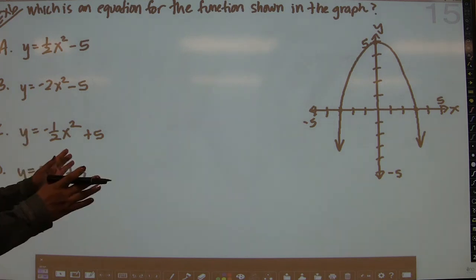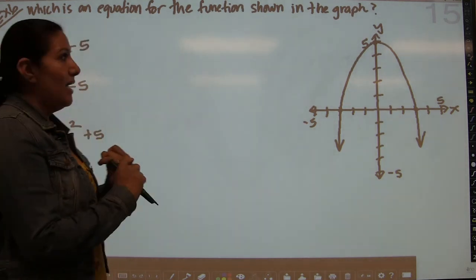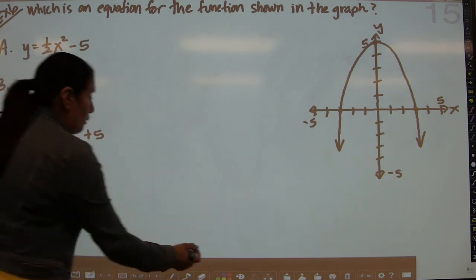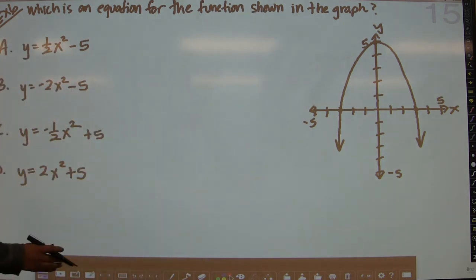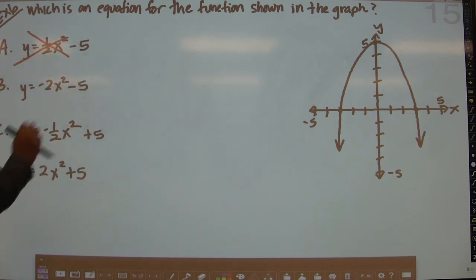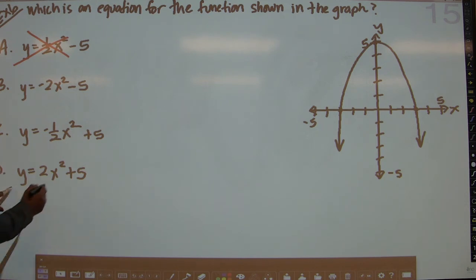And so what we can see from the graph is that it's upside down. And because it's upside down, we know that the a value has to be negative. So right away, we can rule out any positive a value. So this positive 1/2 x squared, not going to happen because it's upside down. It's also not going to be d because it's also positive. So that eliminates a and d options. So now we have b and c.